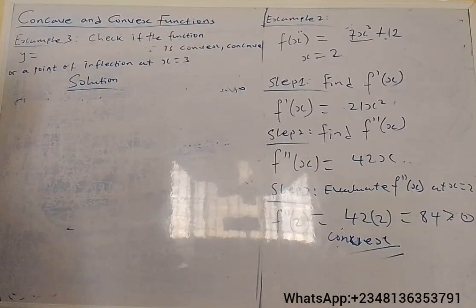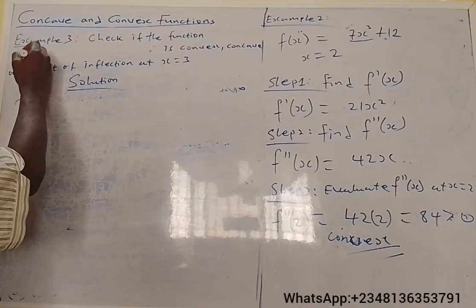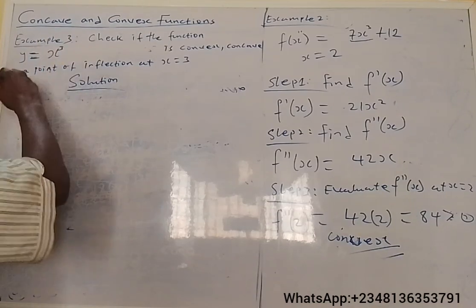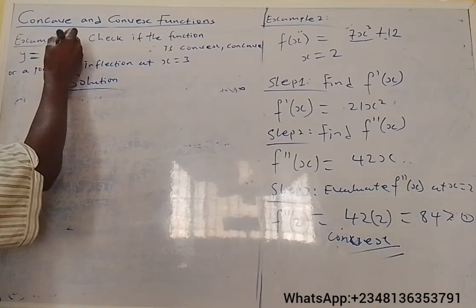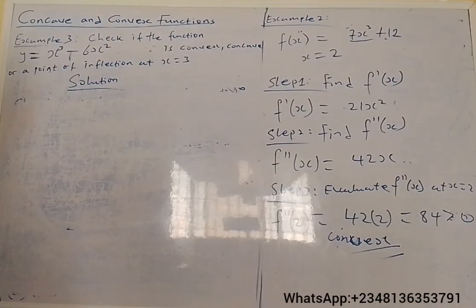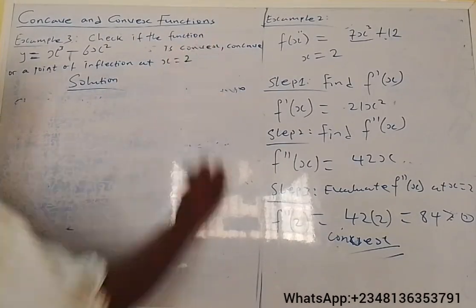Okay, let's say we have y equal to x raised to power 3 minus 6x squared. So we want to test whether this is concave, convex, or a point of inflection at x equals to 2, not 3.